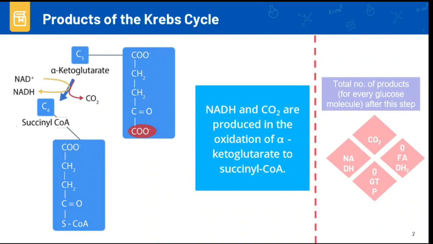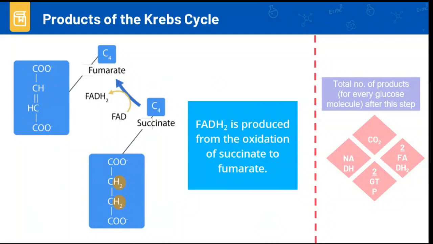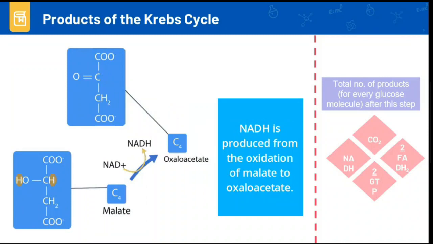Now, the next is the oxidation of your succinate to your fumarate. Now, in this one, ang na-produce dito is your FADH naman. Okay, dalawang FADH. Now, in the next one, the release of your phosphate group from your succinyl coenzyme A, yung GTP ninyo, dalawa, and the oxidation of your malate to your oxaloacetate is NADH na dalawa.